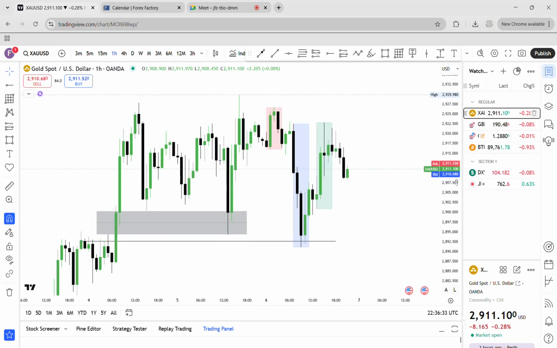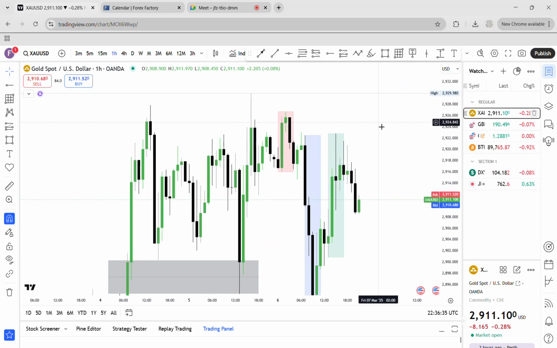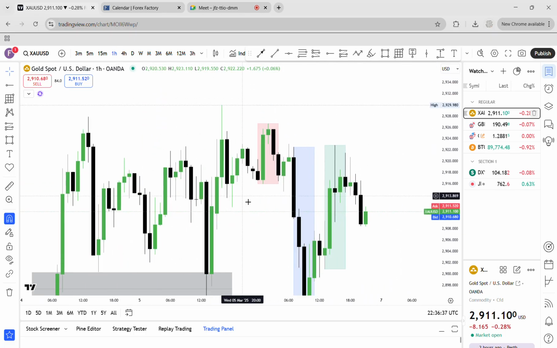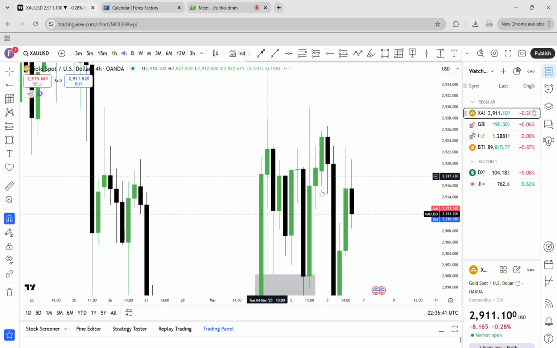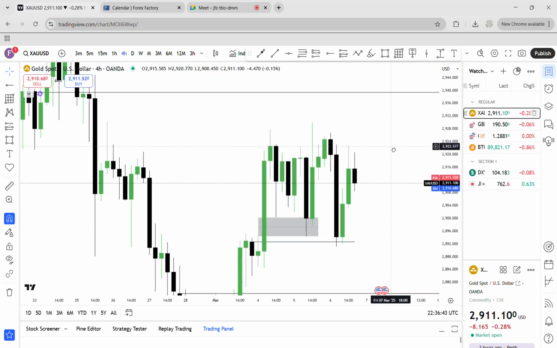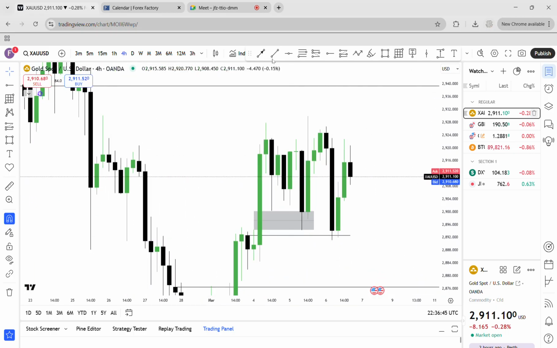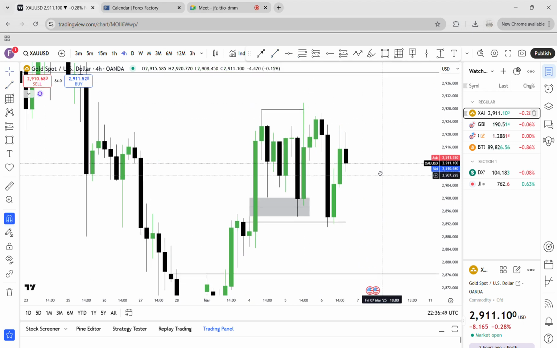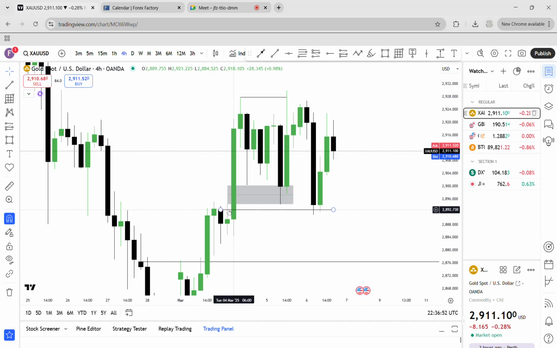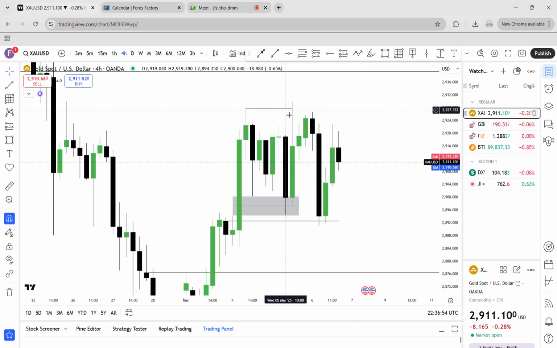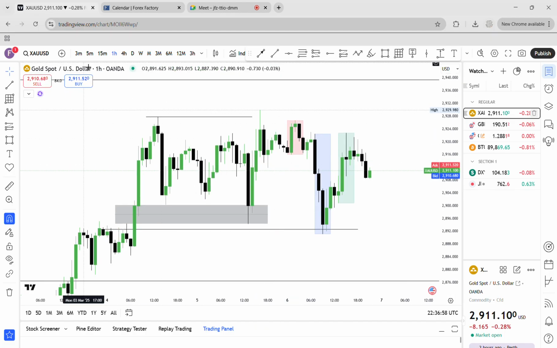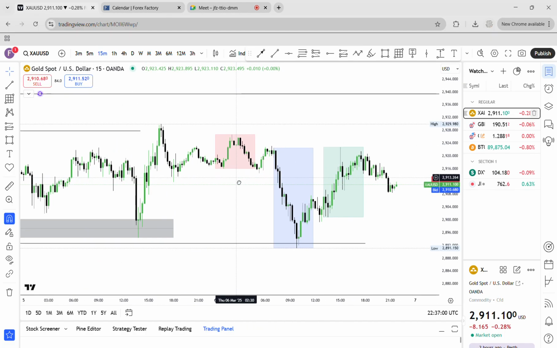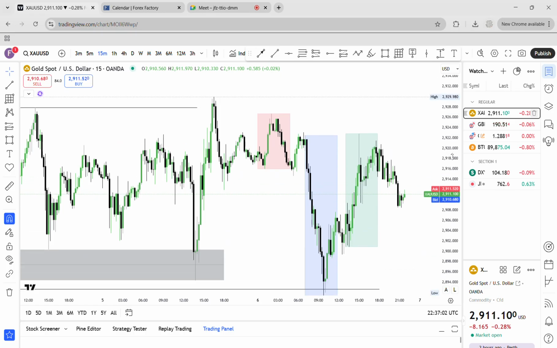What happened? Right here, if price was going to go higher, at least we need to buy from a low or something. So we have this area and we have a liquidity sweep of this area. This is where I took gold from.